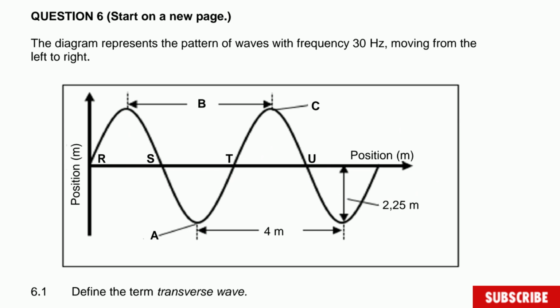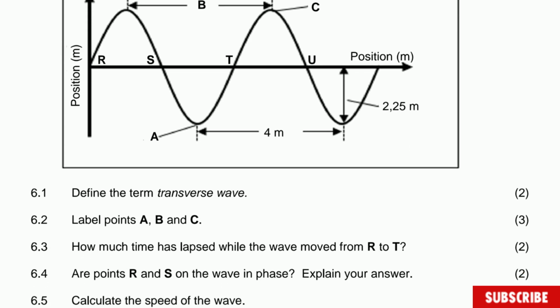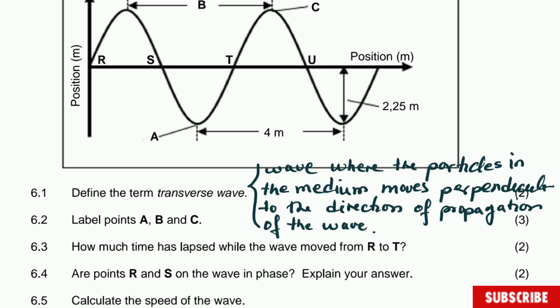The question said the diagram represents the pattern of a wave with frequency 30 Hz moving from left to right, and here is the diagram of the wave. Question 6.1 says define the term transverse wave. In this case, what we have to say is: a wave where the particles in the medium move perpendicular to the direction of propagation of the wave.